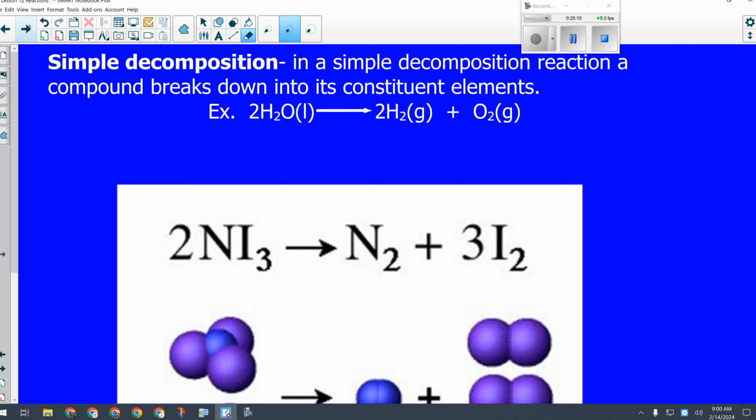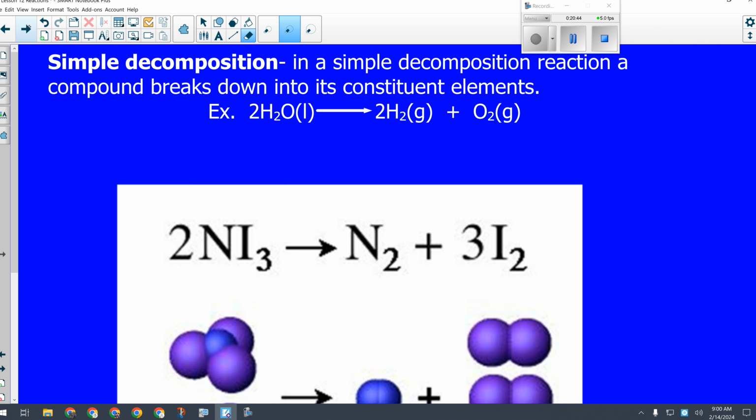All right, second type of simple reaction is the exact opposite. In a synthesis reaction, atoms are joined. In a decomposition reaction, they are separated. So it is the decomposition of a compound. That's what's going on. So in a decomposition reaction, at least a simple decomposition reaction, a compound breaks down into its elements.